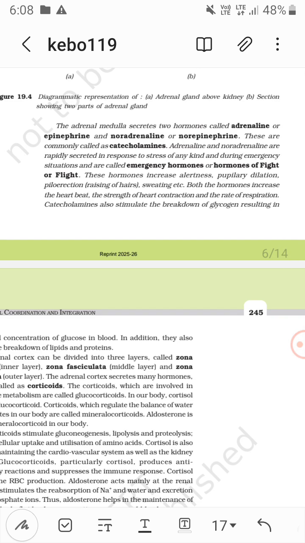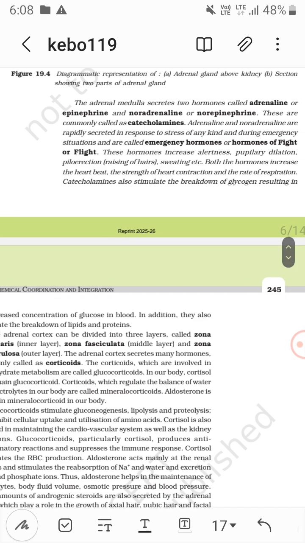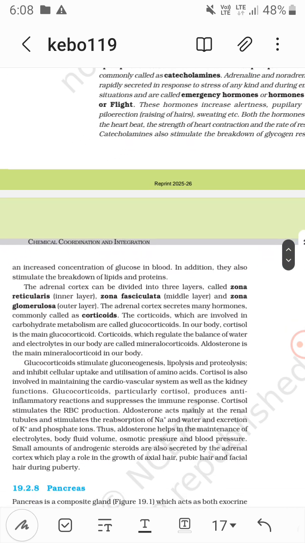Now these hormones increase alertness, pupillary dilation, not constriction, piloerection, there is raising of hairs, and there is sweating. Heartbeat increases, respiration increases. So both the hormones increase the heartbeat, the strength of the heart contraction, and the rate of respiration. They also cause breakdown of glycogen, increasing the glucose level in blood, and also stimulate lipid and protein breakdown, right?